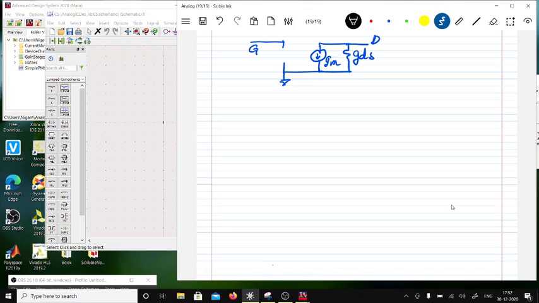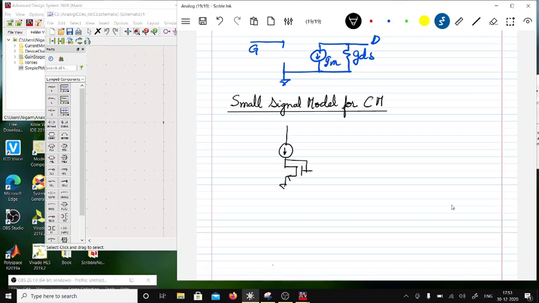Before I even approach this, let me figure out what is a small signal model for a simple current mirror. So that's what I want to do. First and foremost, there is a circuit in which I have a transistor which looks like this, and its drain is shorted to the gate. This is referred to as a diode connected transistor, right?